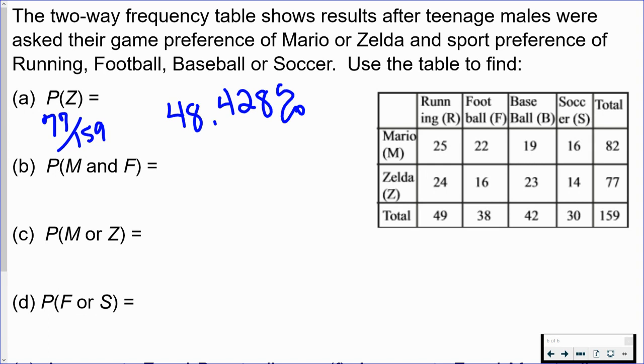Okay, let's try B, probability of M and F, so Mario and football. So let's find that. Mario and football, that's 22 people. Excuse me, 22 out of the 159 total. Okay, so if we take 22 and we divide by 159, that gives us, as a percentage, 13.836%. Okay, let's keep going.